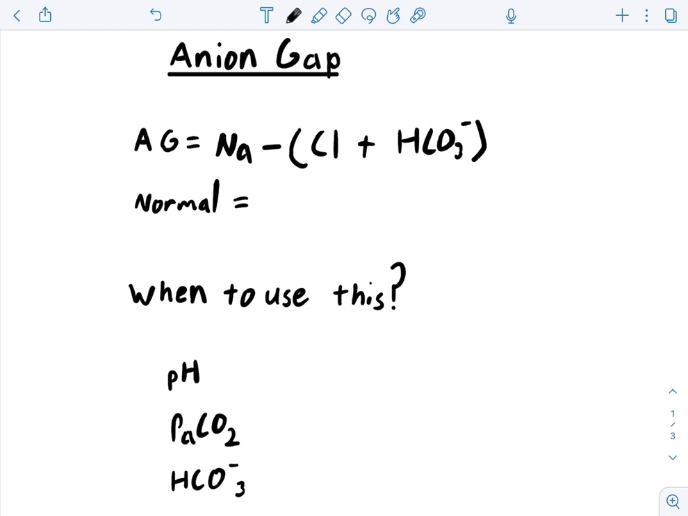The next question would be, okay, what is a normal anion gap? Normal is going to be between 8 to 12. So for example, if a patient was acidotic and you calculated their anion gap, if it was greater than 12, then you would say they had an anion gap metabolic acidosis.